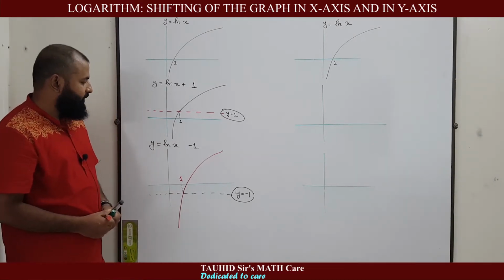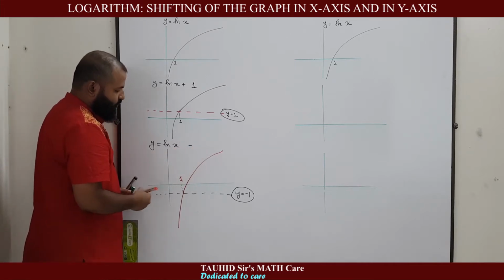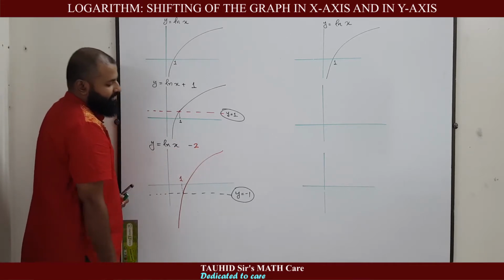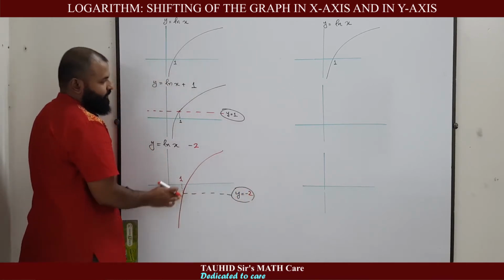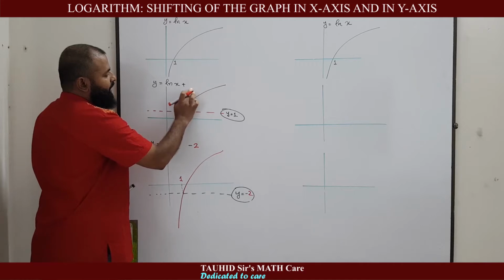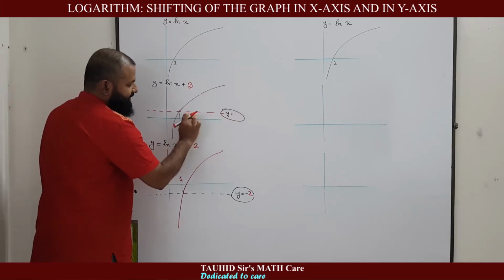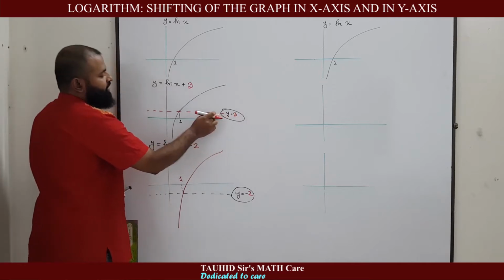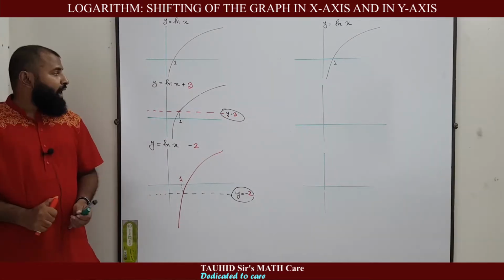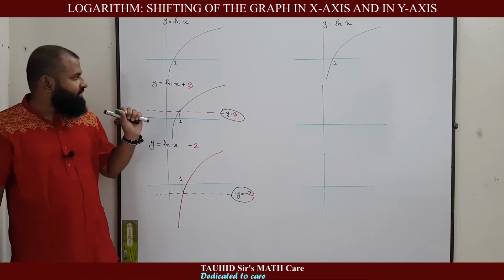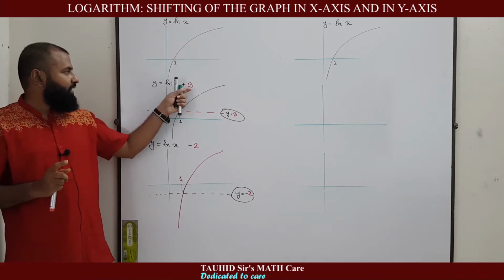And what will happen if I had written here y equal to ln x minus 2, then this line will become y equal to minus 2. And if I had written here y equal to ln x plus 3, then this line would have become y equal to 3. This is the scenario: how the graph of ln x changes with something being added to y.